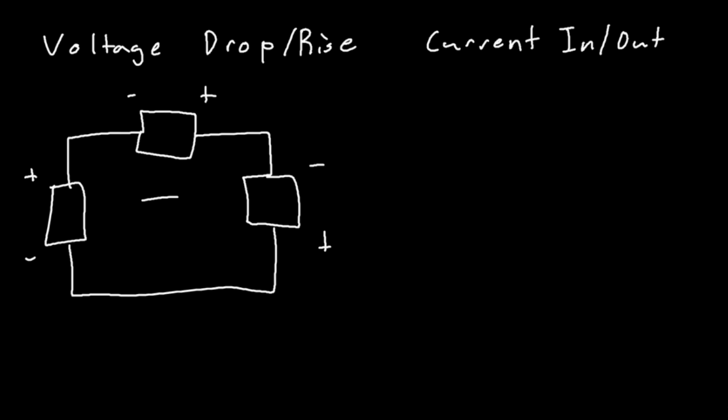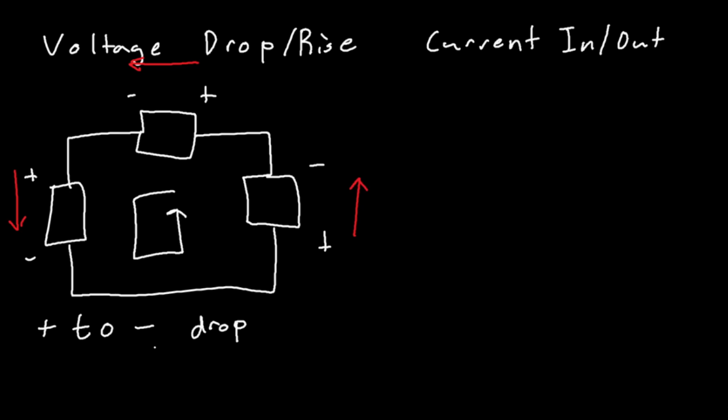So if you picked a counterclockwise direction, then you'd be going up here, you'd be going left here, and you'd be going down here, correct? These are all in the counterclockwise direction. Well, if you're going up in this direction, you're going from the positive end to the negative end. If you go from positive to negative, this is called a voltage drop. And if you go from negative to positive, this is called a voltage rise.